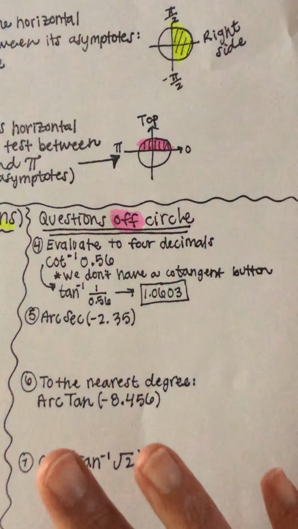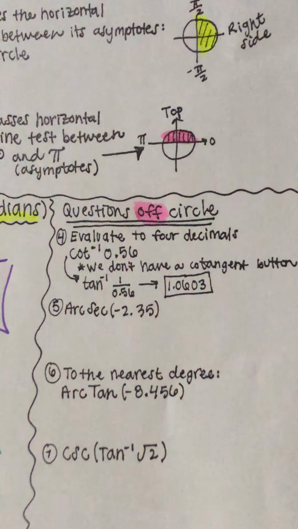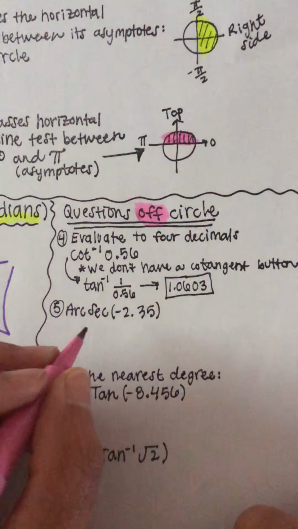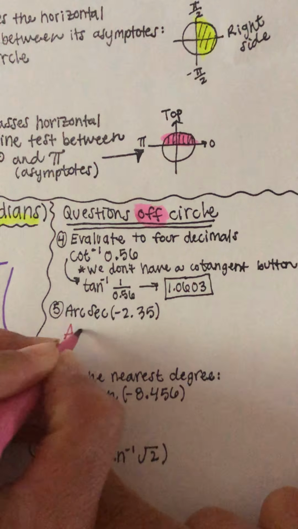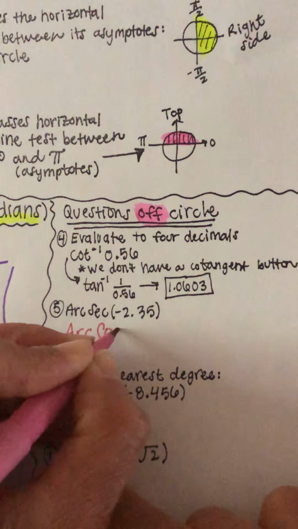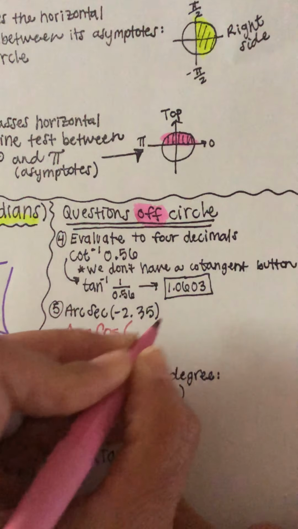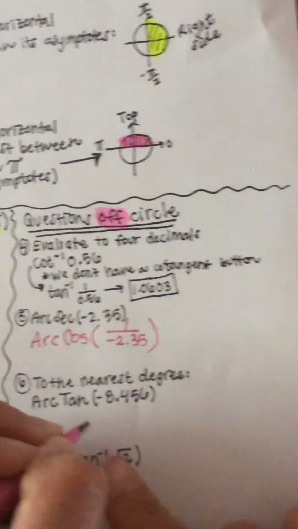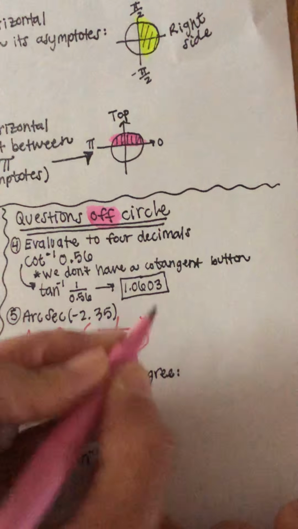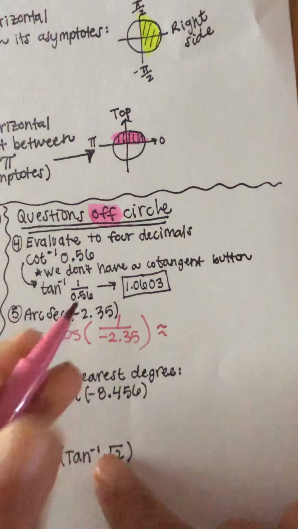All right, let's take a look at number 5, the arc secant of negative 2.35. Again, we don't have a secant button on our calculator, but we do have a cosine button on our calculator. So we could take the arc cosine as long as we put a 1 over the negative 2.35 to inverse it for the secant part. And let's figure out what that is.